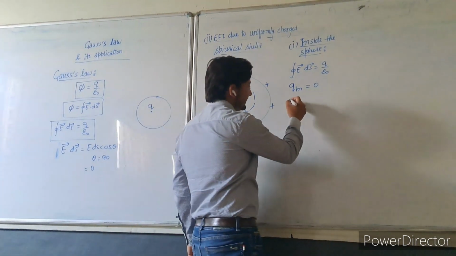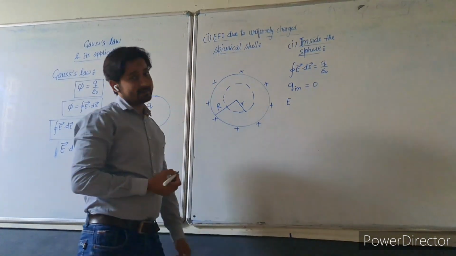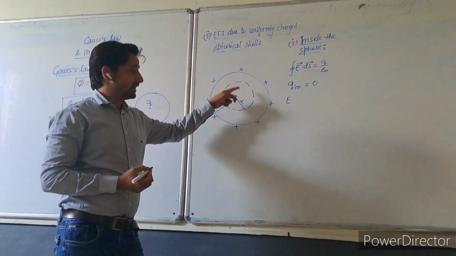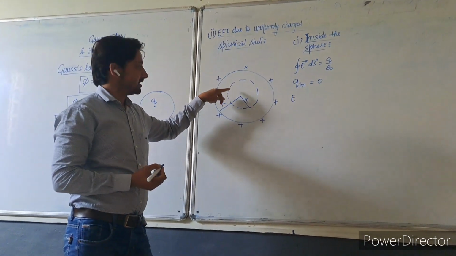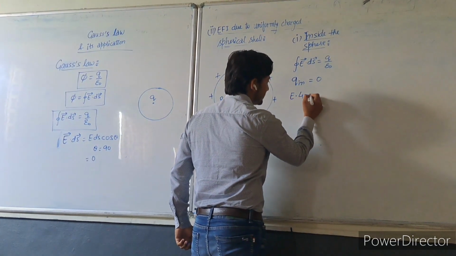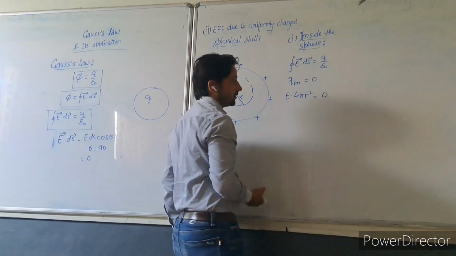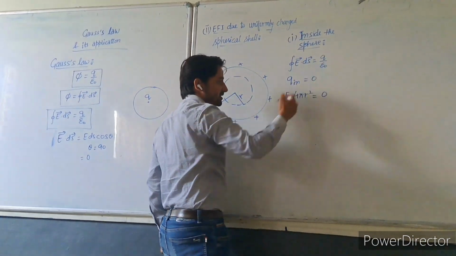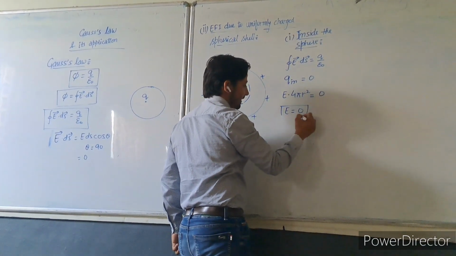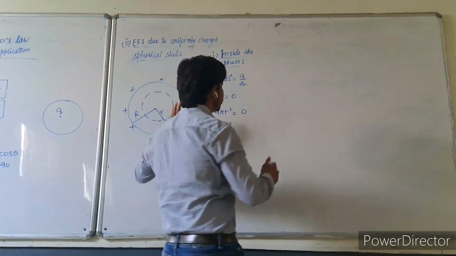So I can write E as it is, ds. In place of this, we will write the area of this spherical Gaussian surface, and it can be written like 4 pi small r square equals, in place of charge I will write 0, so it means the whole term becomes 0, and again E can be 0. So electric field inside a spherical shell will be 0.